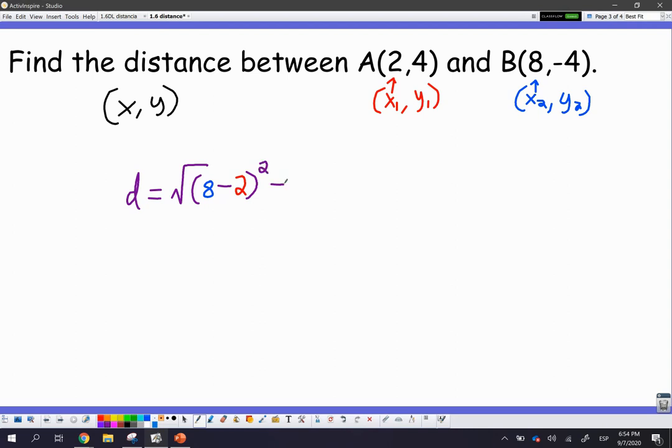And then plus y2, which is going to be negative 4. So I'll put negative 4. And then minus my y1, which is positive 4. So minus 4. And then the square.